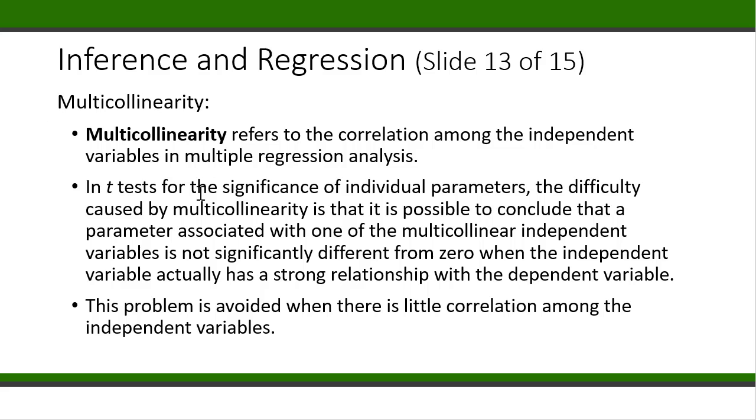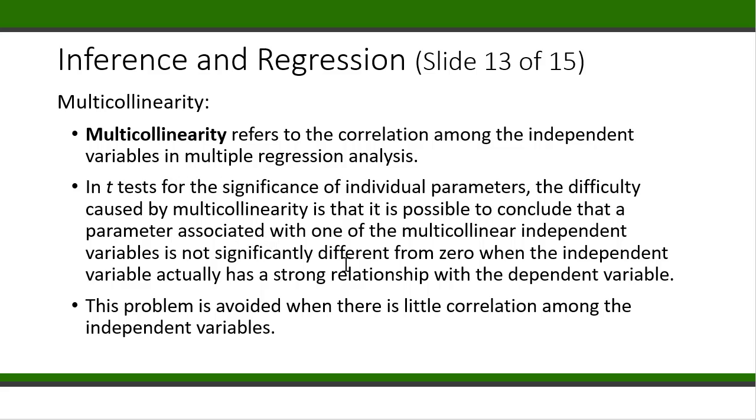Another thing you want to look for when you're creating your models is something called multicollinearity. That refers to the correlation among the independent variables in a multiple regression analysis. What that means is, if you have one x variable, is it correlated with another x variable? If it's highly correlated, meaning it has an R value of probably 0.8, 0.9, or even 1, then it's said to have high correlation, or multicollinearity exists.